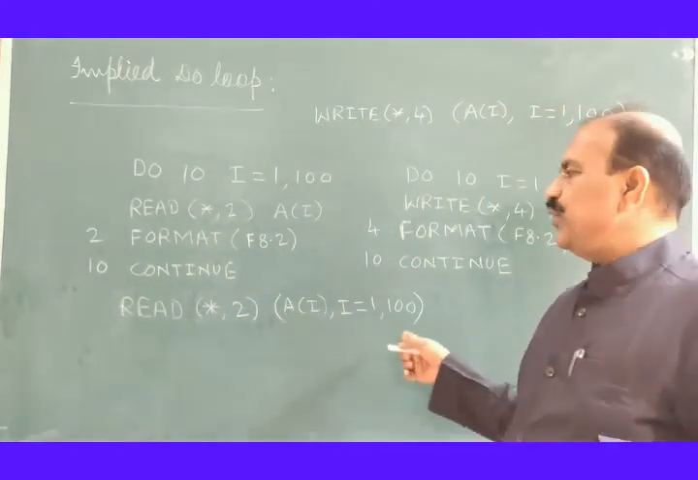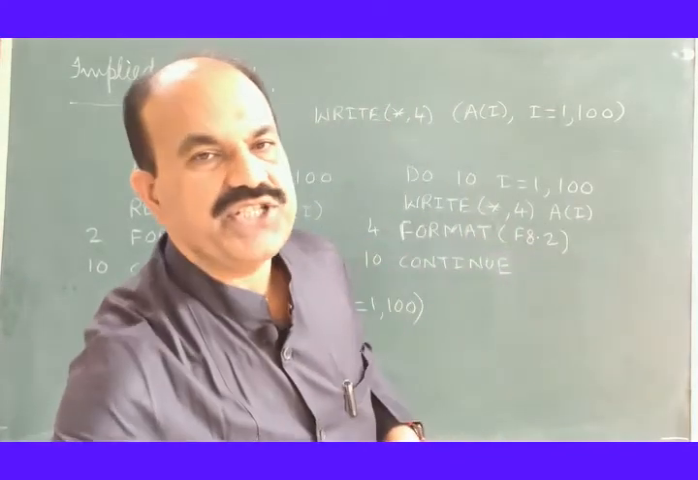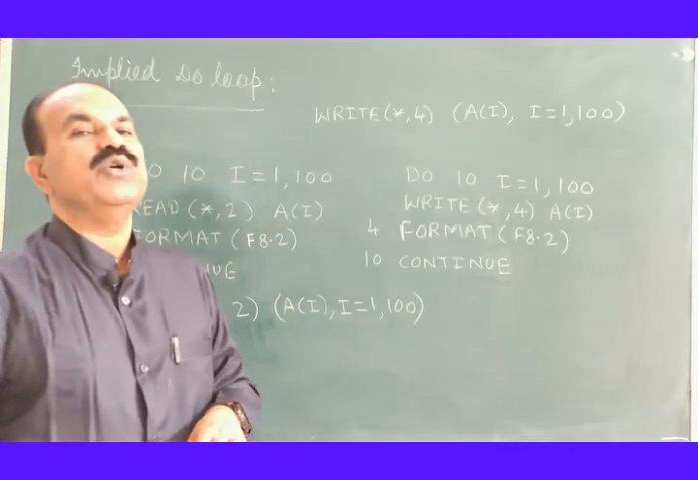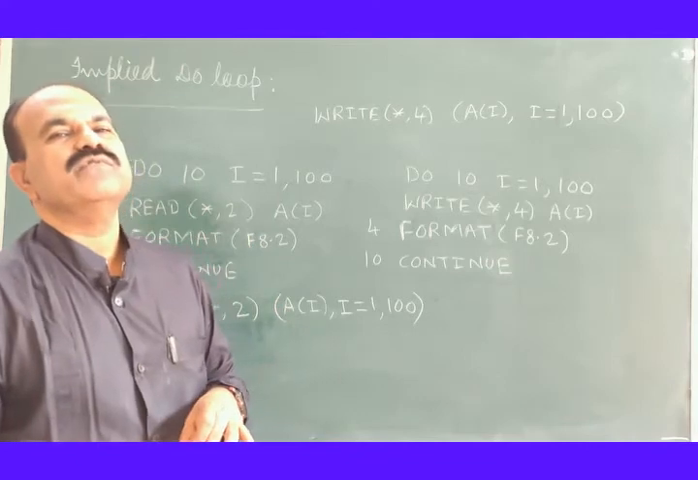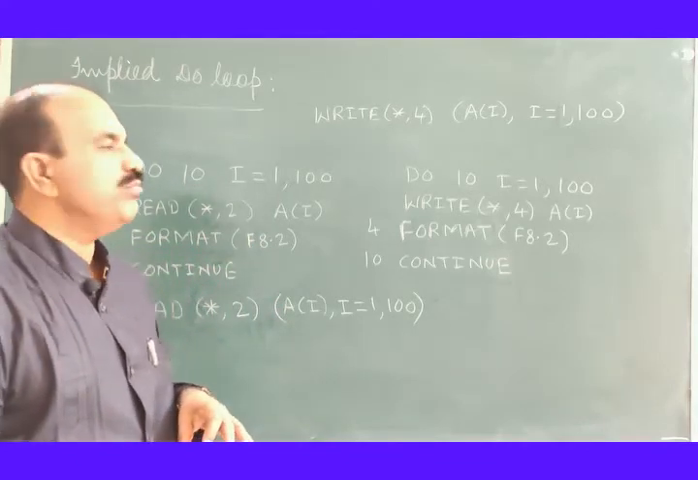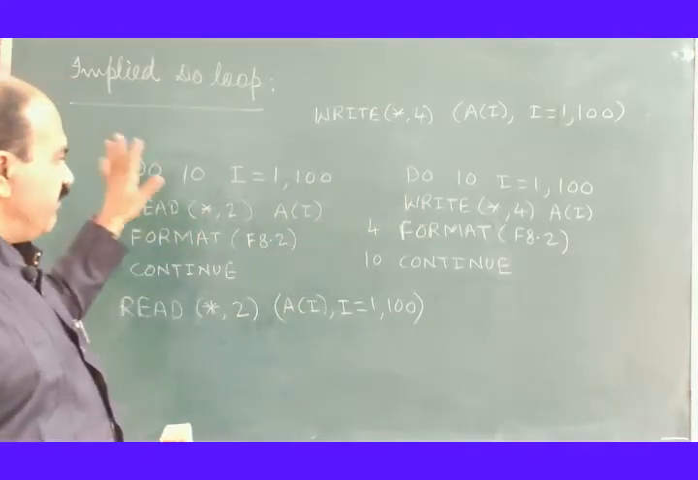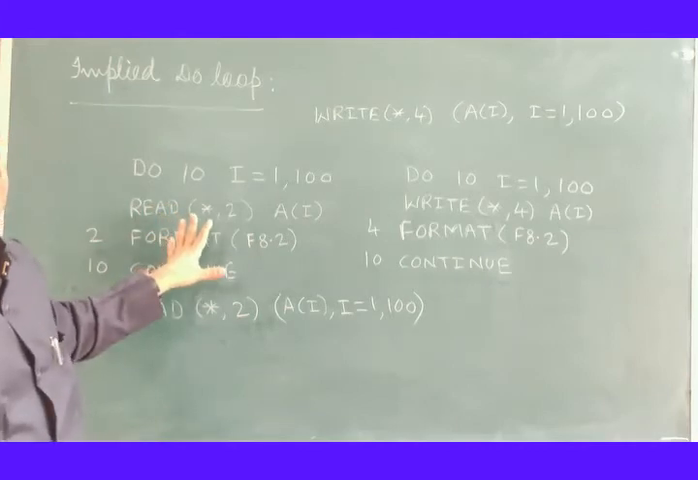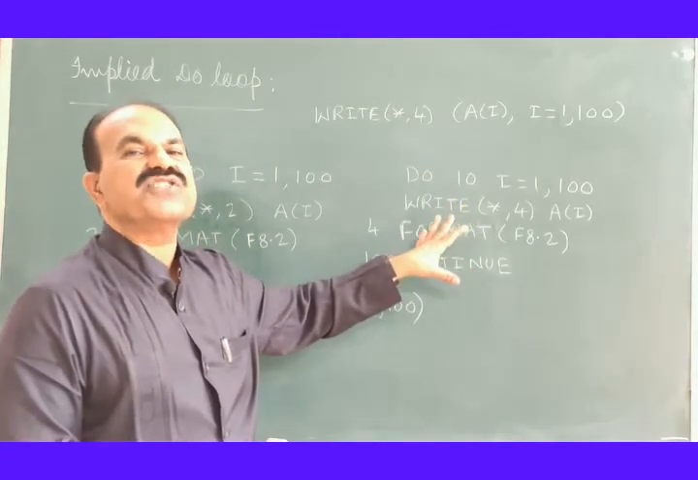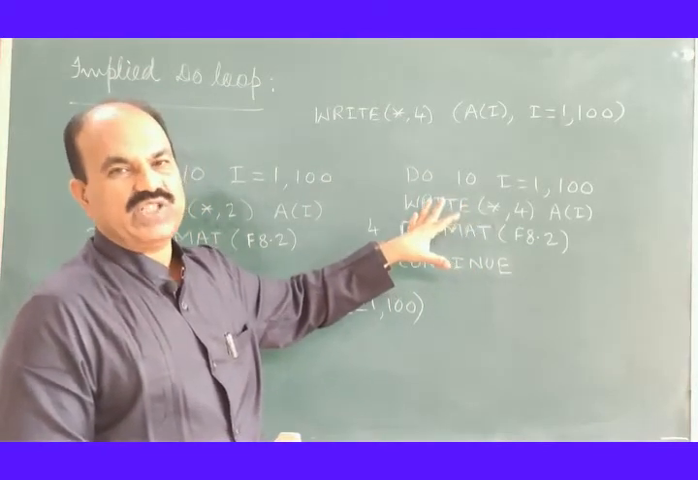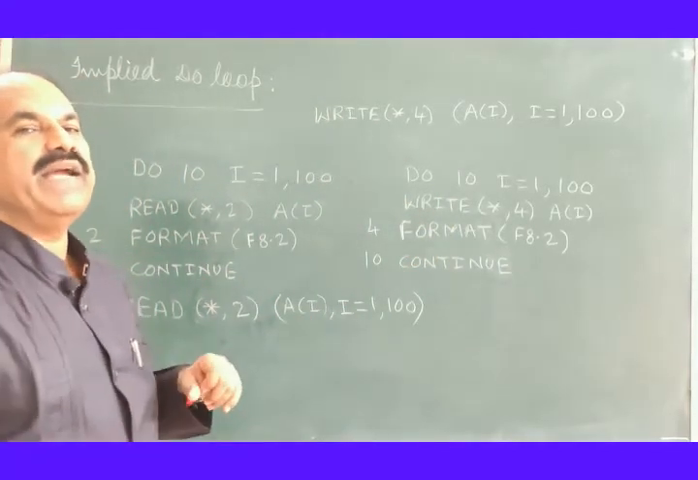And this is the implied do loop for reading the elements of an array. This is about the implied do loop. Let me write a simple program for implied do loop. Of course, this is a small program. This is also a small program, but this is not complete according to the conventions of programs we write in Fortran. So let me write a complete simple program for implied do loop.